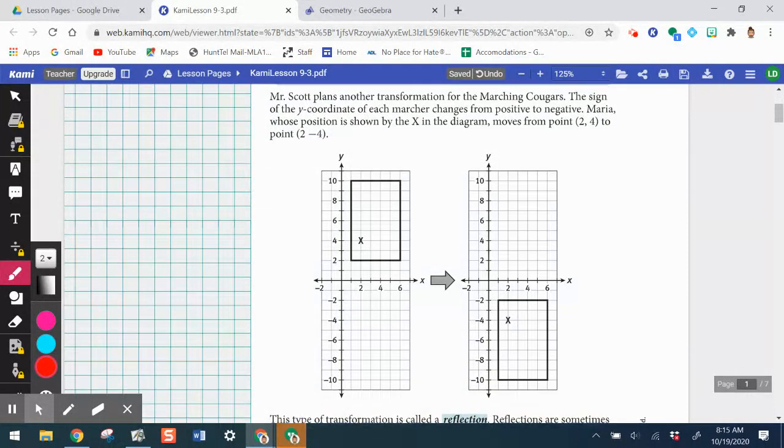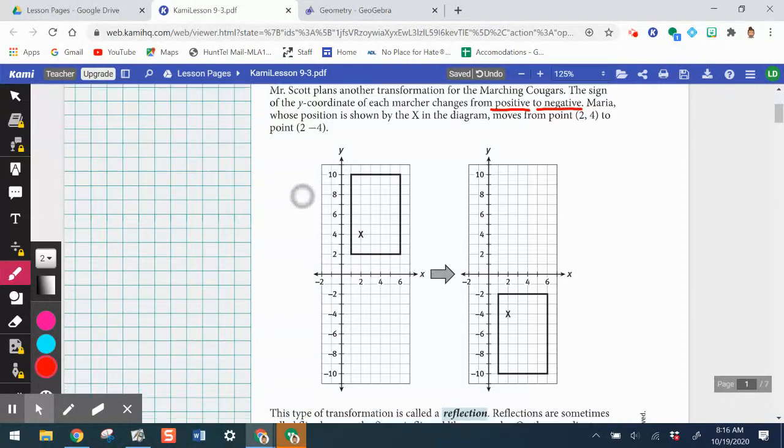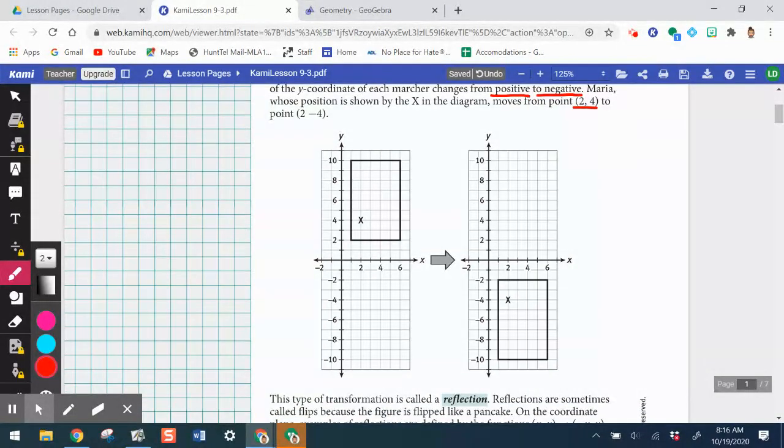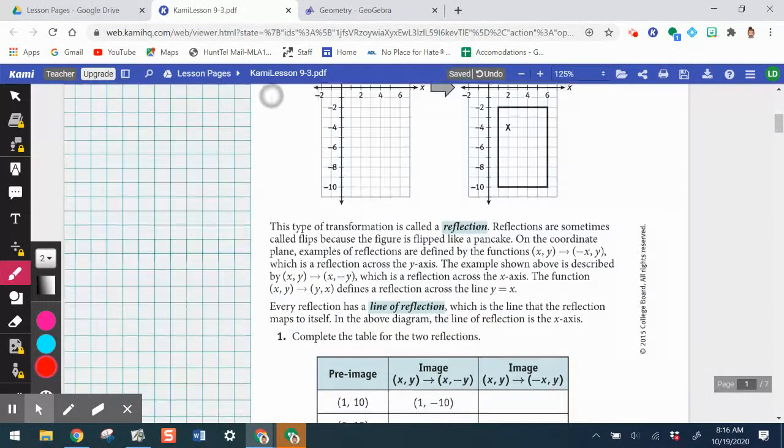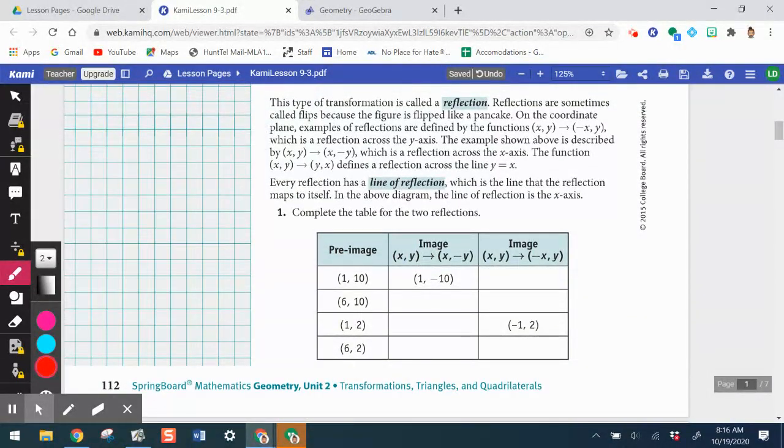So again, Mr. Scott plans another transformation for the marching Cougars. The sign of the y coordinate of each marcher changes from positive to negative. Maria, whose position is shown by the X in the diagram, moves from (2, 4) to (2, negative 4). So if you would, take a chance to continue reading through this text, looking at the diagram, and then complete the table on number 1. Again, draw a line at the bottom of the page, work all the way to that line, then play the video to see how you did.